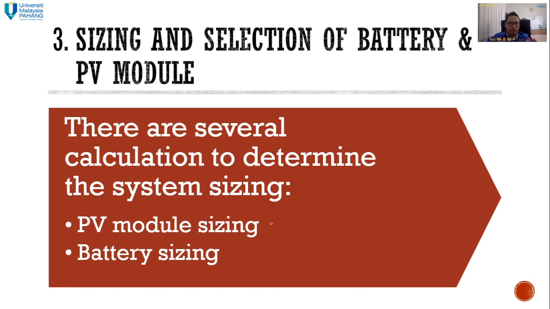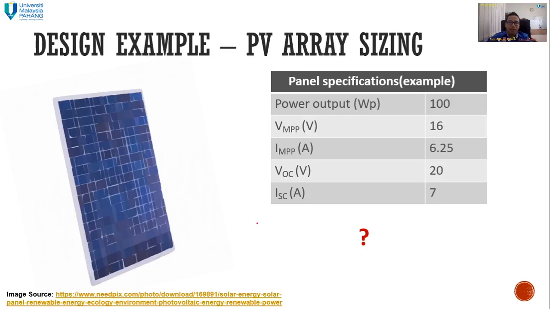So next, sizing the installation of battery and PV module. So there will be the calculation regarding the PV module and the battery sizing. For example, this is about the sizing of the PV array. Let's say we have a certain brand of solar module on the left side. So this is the solar module here. Then let's say the power output is 100 watts, the VMPP, maximum power point voltage, is 16 volt, and IMPP is 6.25 amps, the open-circuit voltage is 20 volt, and ISC is 7 amps. Let's say we have this kind of module specification.